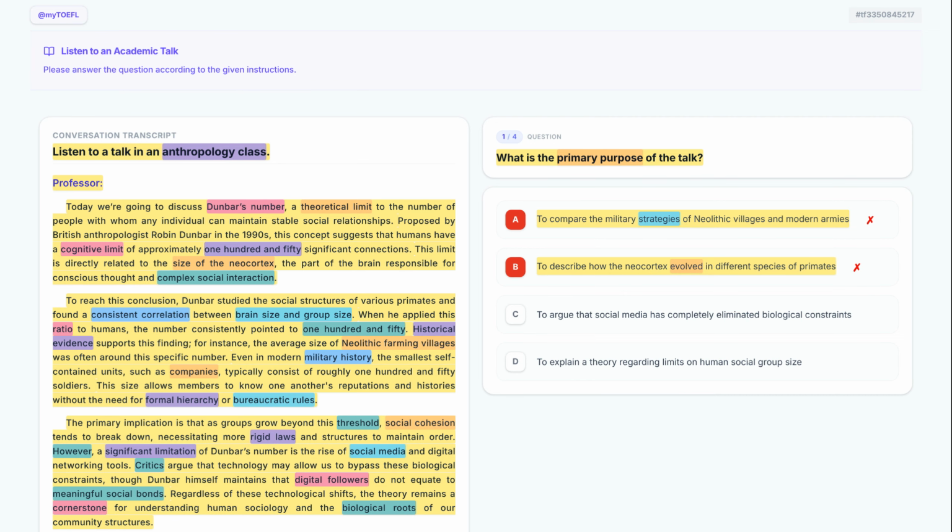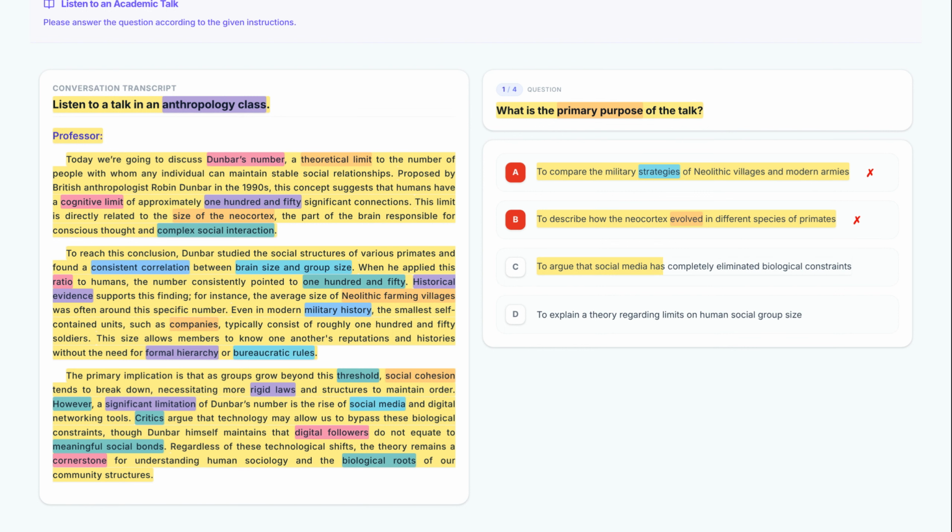Here is option C. Let's see if it fits. To argue that social media has completely eliminated biological constraints. This option is incorrect because the professor actually mentions that Dunbar believes technology has not eliminated biological constraints.